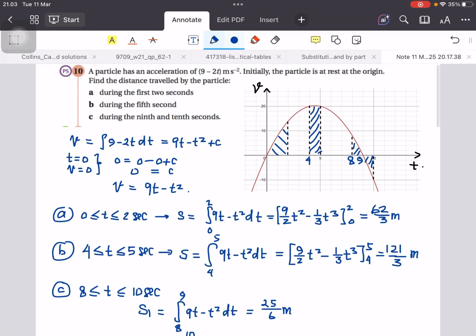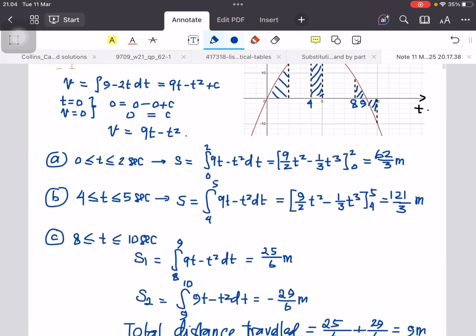if you do it like that, the area below the horizontal axis will be counted as negative. So instead of finding distance traveled, if you do the integration straight from 8 to 10, you will find displacement, not distance traveled. So to find distance traveled, you need to split the integration.